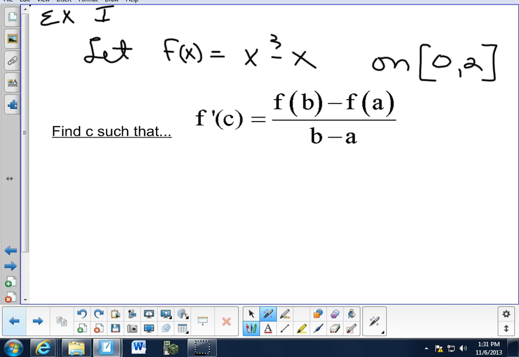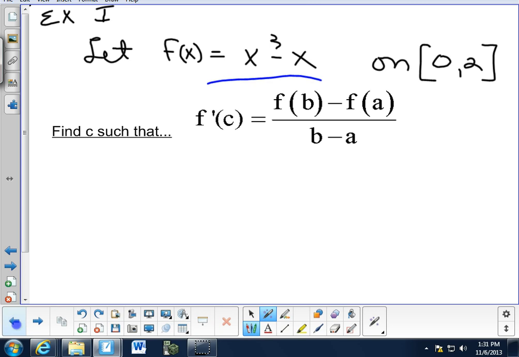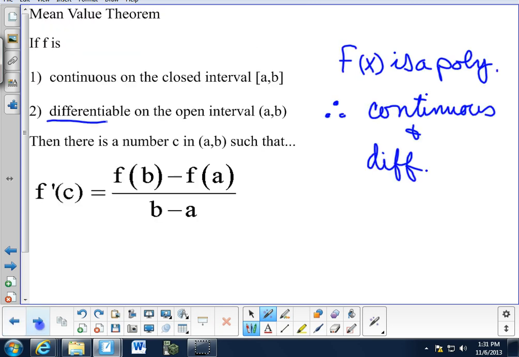All right, so if I'm going to use mean value theorem, I've got to make sure that I've satisfied the conditions of it first. Mean value theorem only has two conditions. The first is it's got to be continuous. Well, this is a polynomial. Polynomials are continuous everywhere. It's got to be differentiable. This is a polynomial. Polynomials are differentiable everywhere.